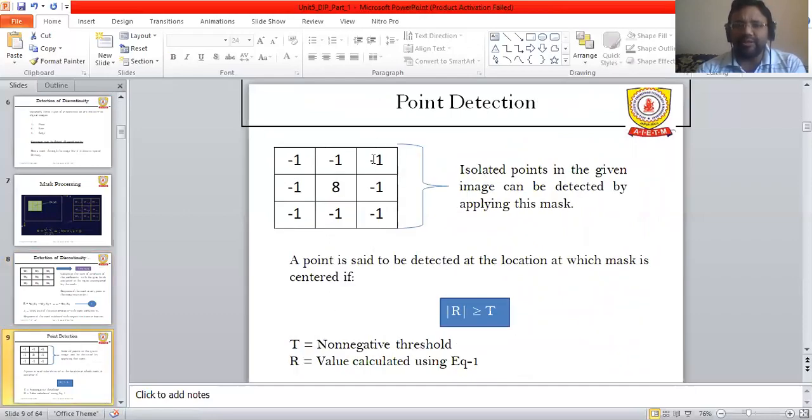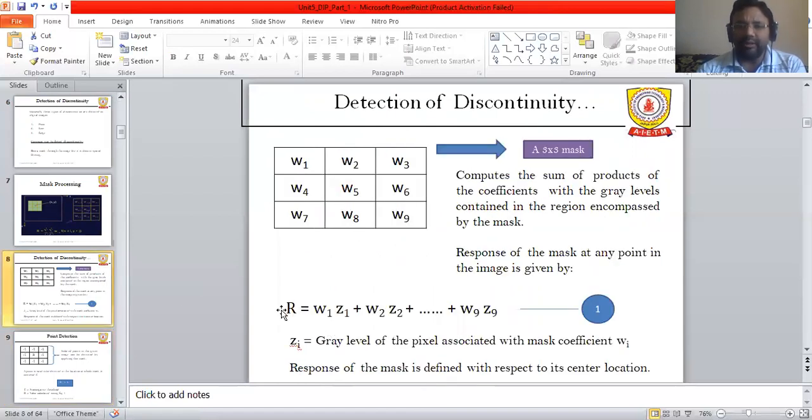Now for point detection, we take this mask having -1, -1, -1 in 8 cells, and the center is the sum of that. We take the modulus of that, so it becomes +8. Isolated points in the given image can be detected by applying this mask. A point is said to be detected at the location at which the mask is centered if the modulus of R is greater than or equal to T, where T is a non-negative threshold and capital R is the value calculated as per equation number 1 that we saw in this slide. So this is the way.